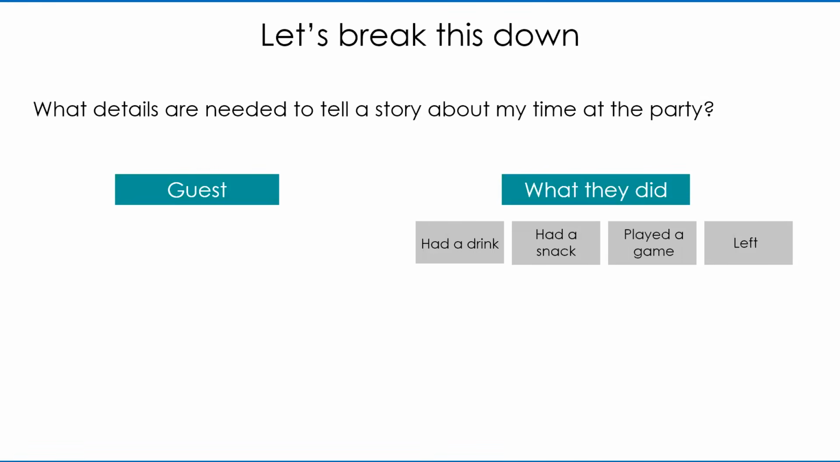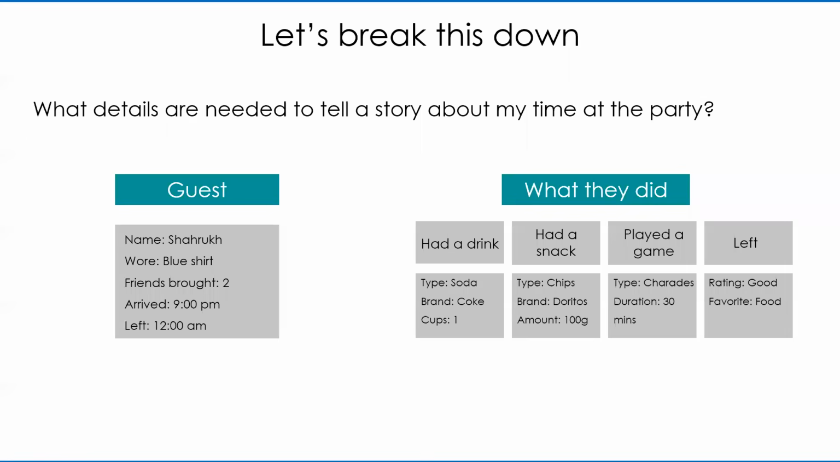You could say, I had a guest who had a drink, a snack, played a game, and left. Slightly better, but not really telling your friend anything useful about the party. So the details is where you really start to get the story. My guest's name was Shahrukh. He wore a blue shirt. He brought 2 friends, arrived at 9 p.m., left at 12 a.m. He had a drink. It was a soda, it was a Coke, and he had 1 cup. And you can basically pay attention to different details about each of the things that were done.